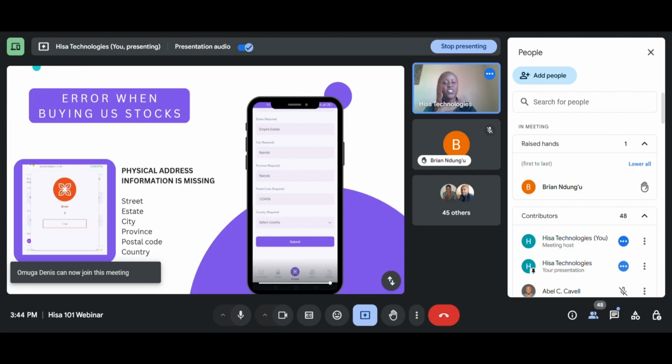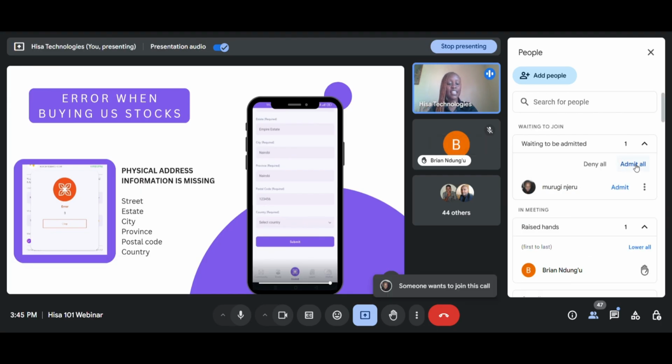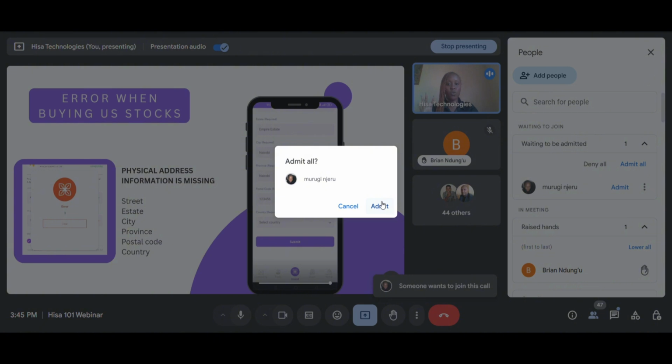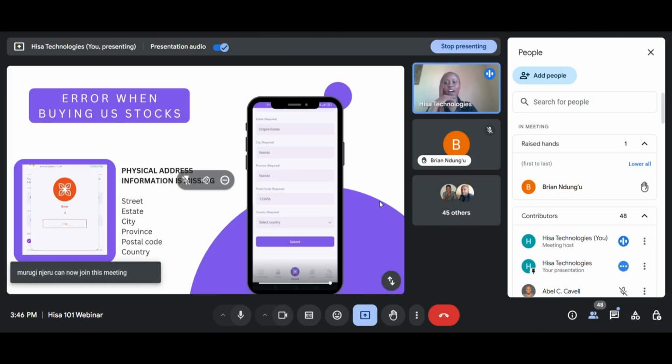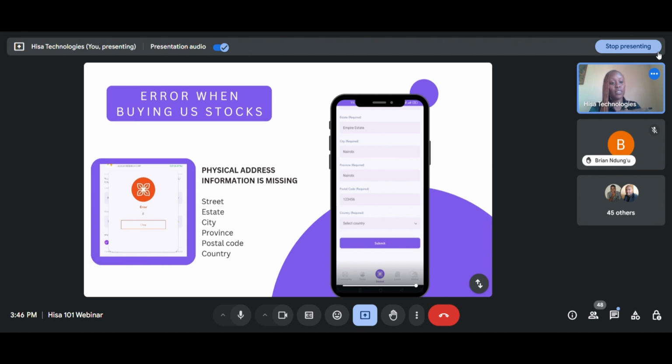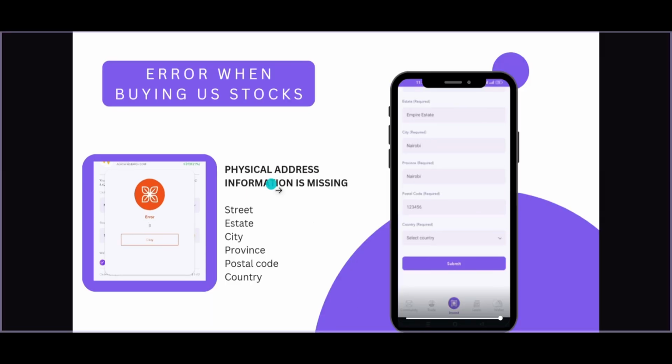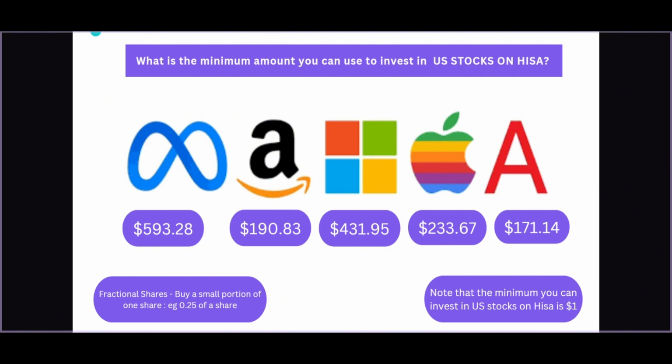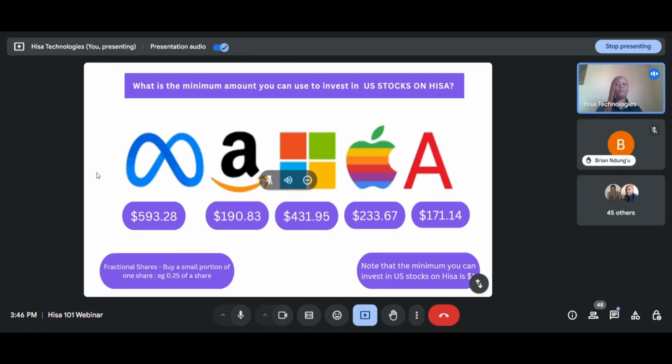Yeah, just that. So whenever you find this error, just know that your physical address information is missing, and that is what is required. From there, you will be in a position to start investing. So what is the minimum amount you can use to invest in US stocks on Hisa? Well, in general, the minimum is just 1 USD.